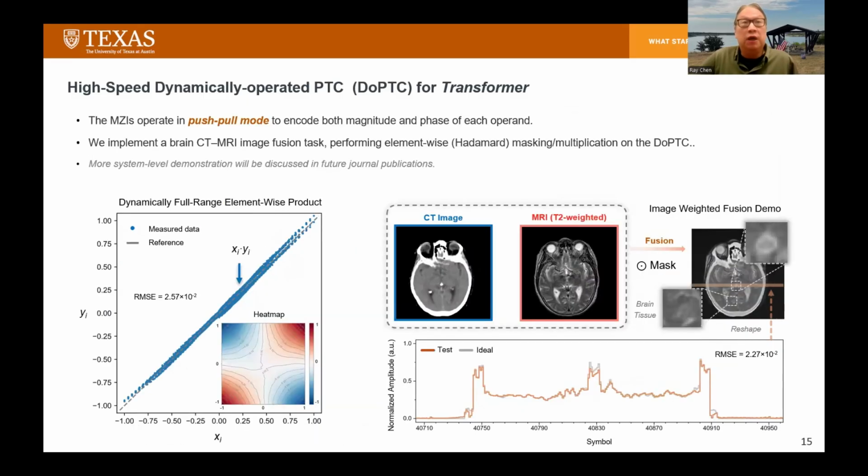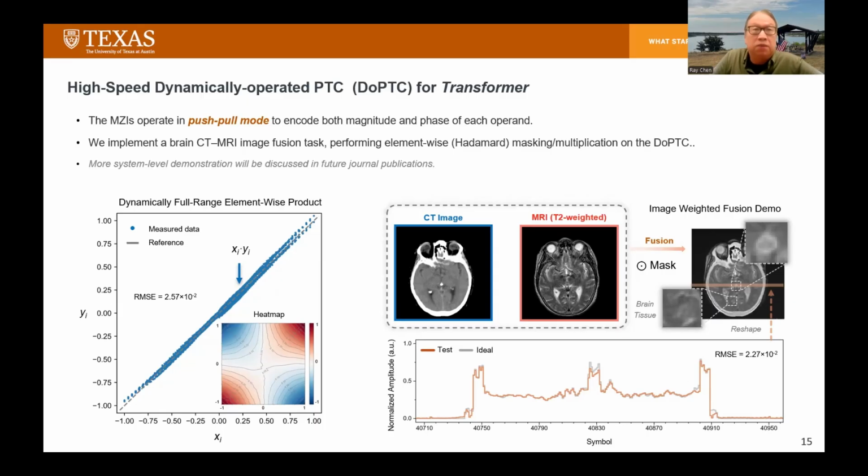So the next slide shows you the test data sets. We taped out the photonic tensor core chip with an integrated 2x2 dot product array and high-speed carrier depletion MZIs. These MZIs run in push-pull mode, so we can encode both the magnitude and the phase of each operand dynamically. To validate the core operation, we first calibrate each MZI by sweeping random inputs and fitting its transmission response. Then we test a single dot product unit for full-range element-wise multiplications.